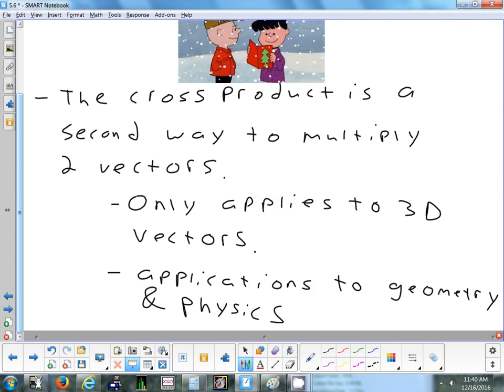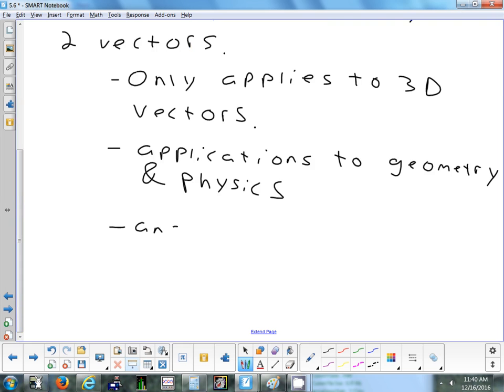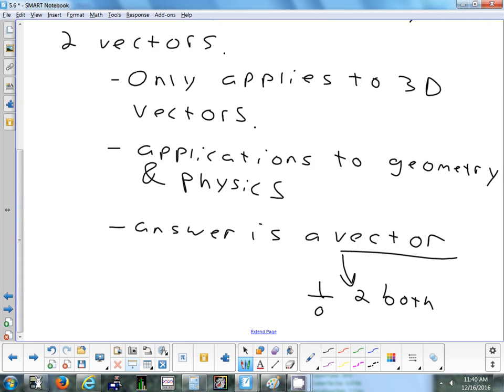Right, but that's one thing that's really different about a cross product. The answer is not a number. The answer is a vector. And specifically, as I just said, it's a vector perpendicular to both original vectors, the two vectors that you took the cross product of.